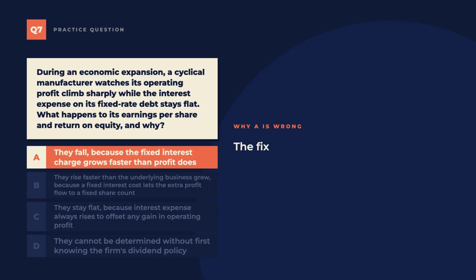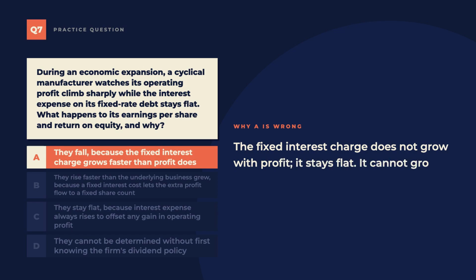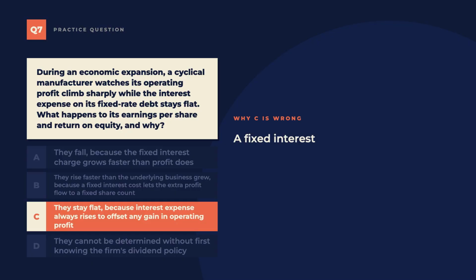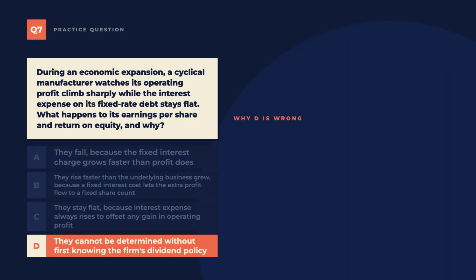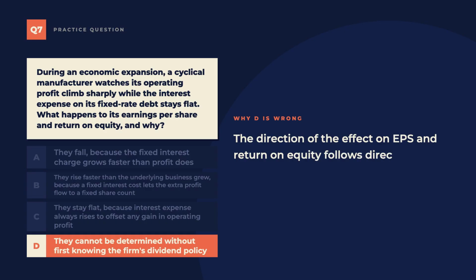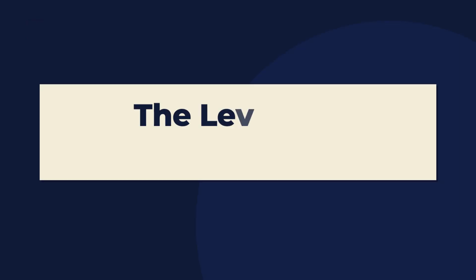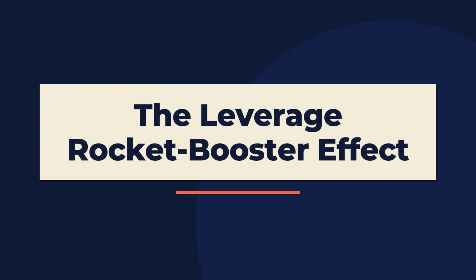A is wrong because the fixed interest charge does not grow with profit, it stays flat. It cannot grow faster than profit during an expansion. C is wrong because a fixed interest charge does not scale up to offset rising profit. The widening gap between rising profit and flat interest is precisely what boosts EPS. D is wrong because the direction of the effect on EPS and return on equity follows directly from the fixed interest charge and does not require knowing dividend policy. During a boom, a leveraged company's per share results can outrun its own business growth.